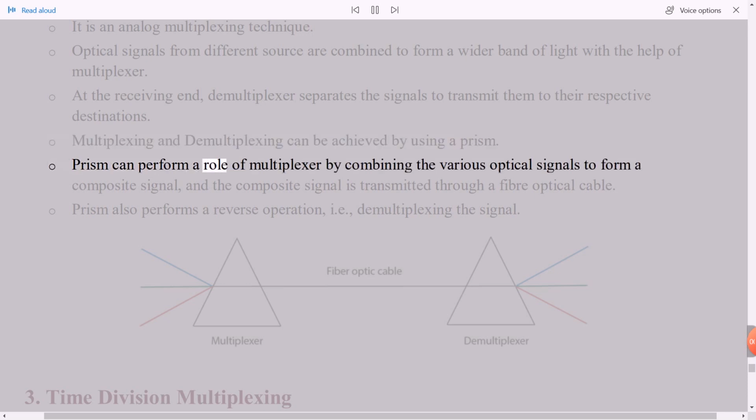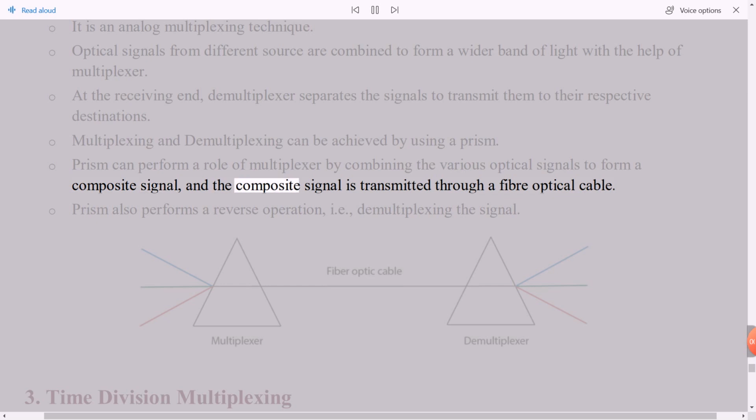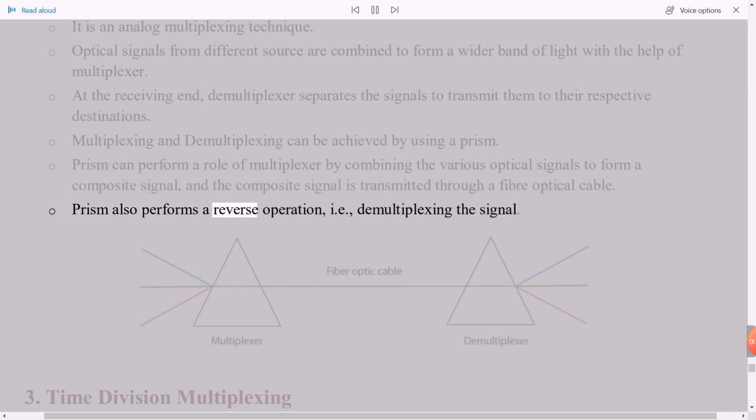Prism can perform a role of multiplexer by combining the various optical signals to form a composite signal, and the composite signal is transmitted through a fiber optical cable. Prism also performs a reverse operation, i.e., demultiplexing the signal.